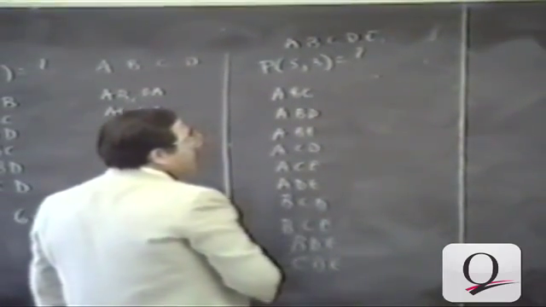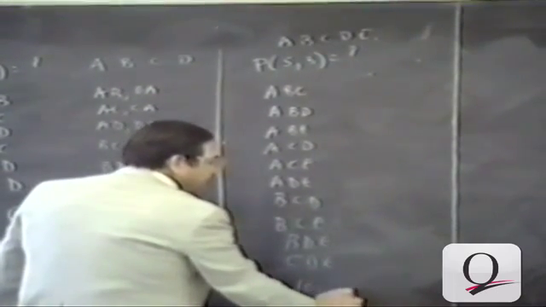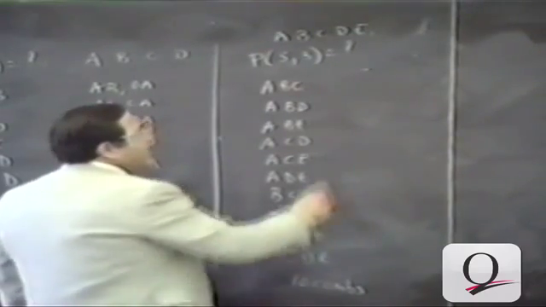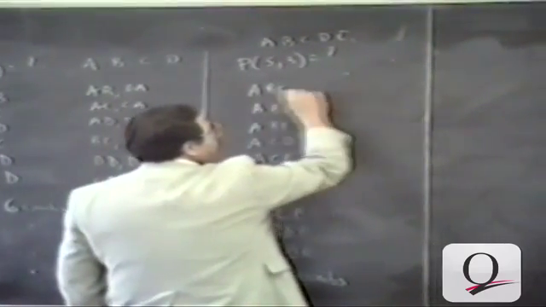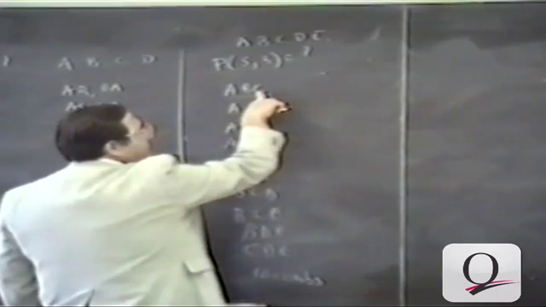Now, how many permutations would I have? Well, these 10 combinations would be multiplied by 6, because each of these has 6 permutations. This is 3 different objects.